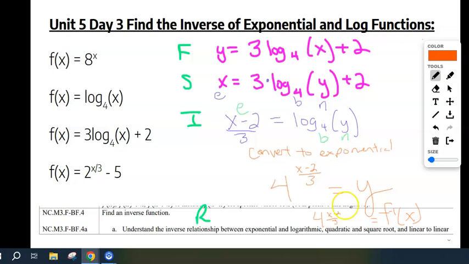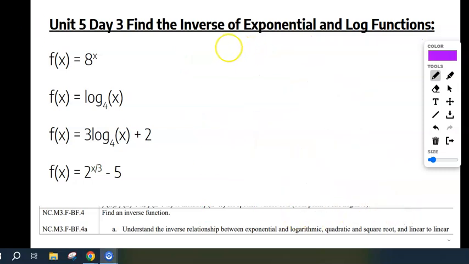Which leaves us with just one more. Last one is a good one to finish. I'm going to go ahead and convert f of x to y. I got 2 to the x over 3 power and a minus 5.